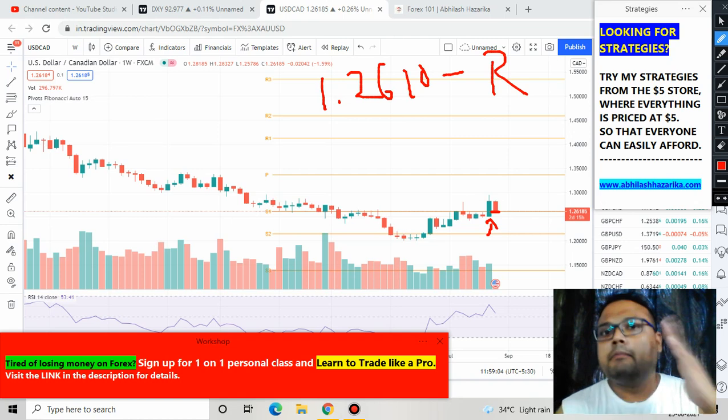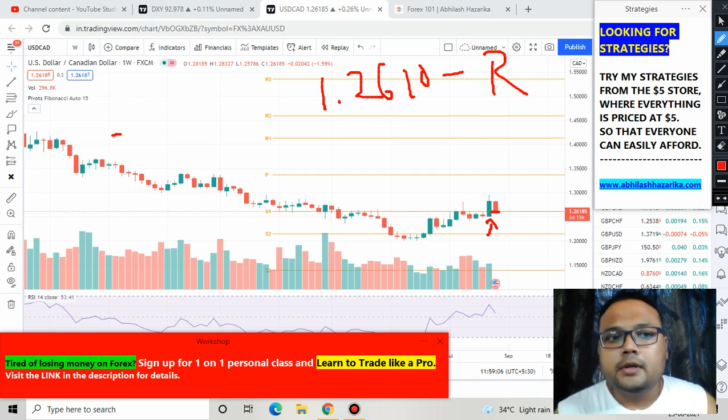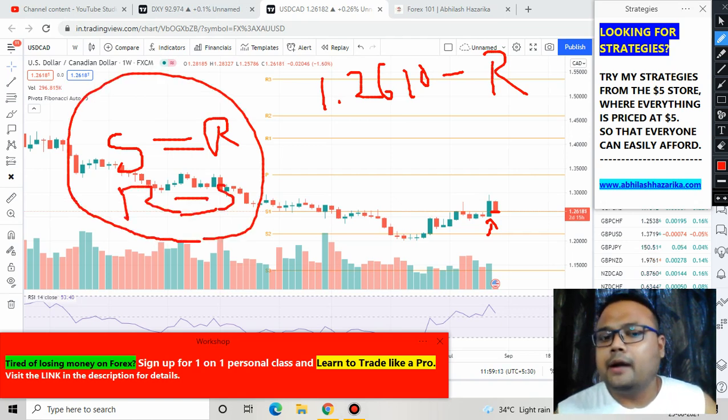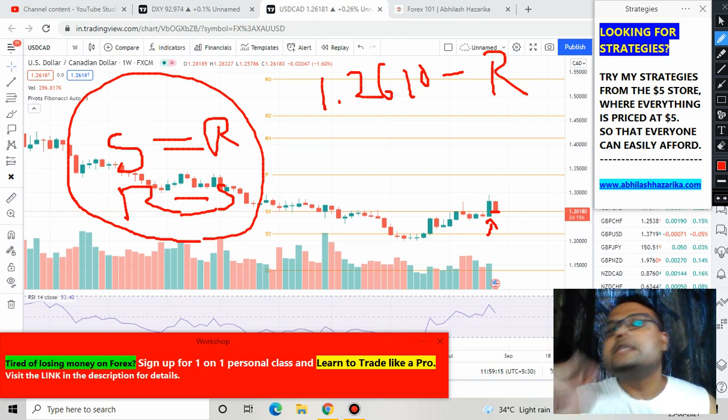And in the market, there is a theory called support equals resistance, and resistance equals support. Or whenever the market breaks resistance, it converts itself into support.